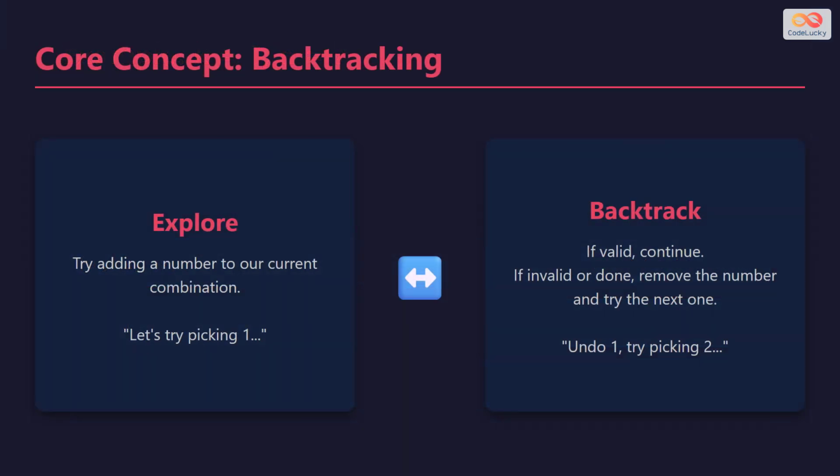To solve this, we use a technique called backtracking. Imagine exploring a maze. We try adding a number to our list. If it works, we move forward and try to pick the next number. If we hit a dead end, meaning the sum gets too high or we run out of numbers, we backtrack. We remove the last number and try a different one.